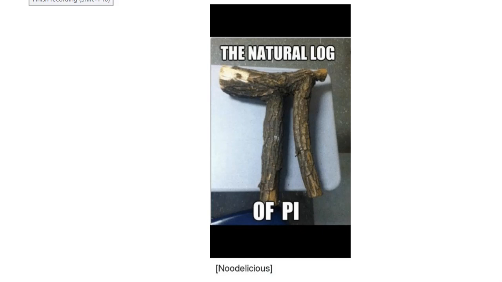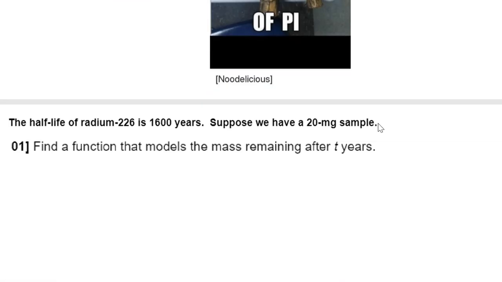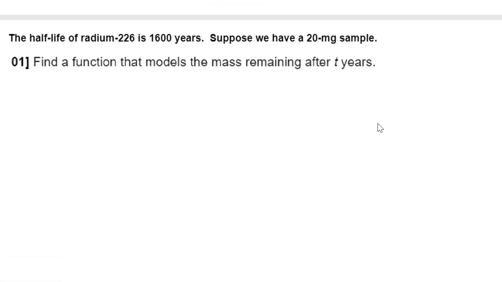Okay, we are ready to do worksheet 3D for the Math 4 course. So we're dealing with the half-life of radium that is 1600 years. We're starting with a 20 milligram sample. So the first thing that we're going to need to do is to come over to the side and figure out what R is.